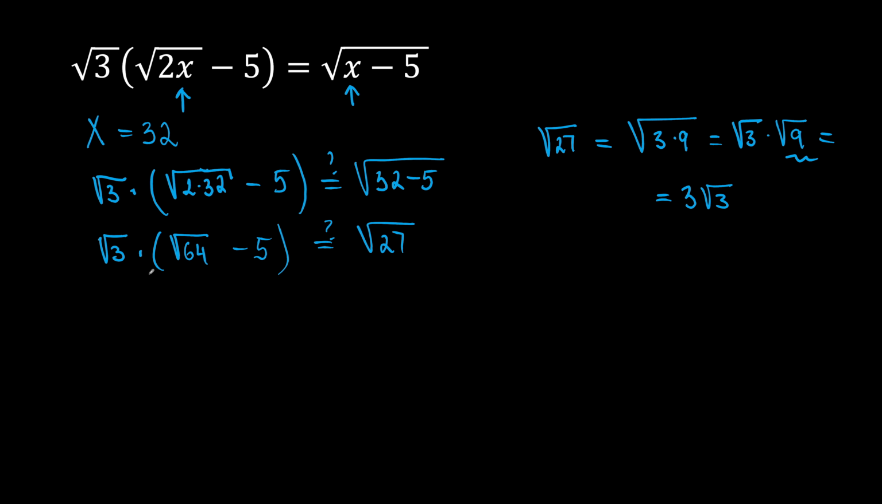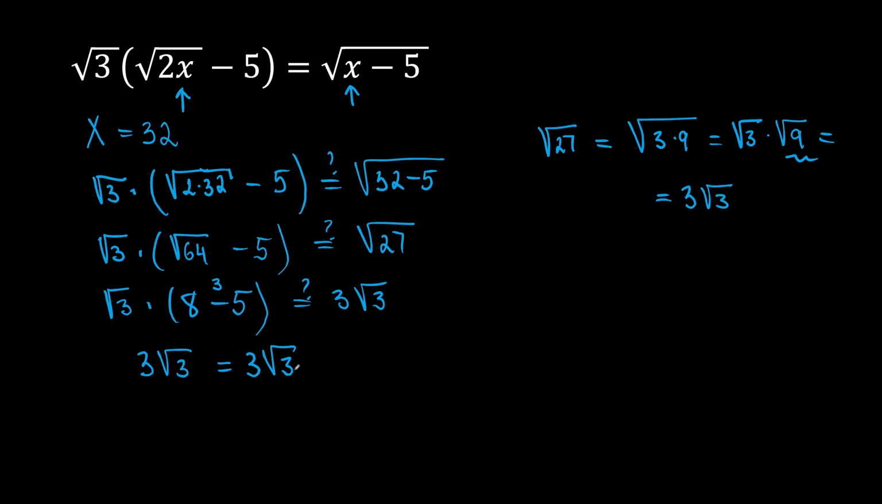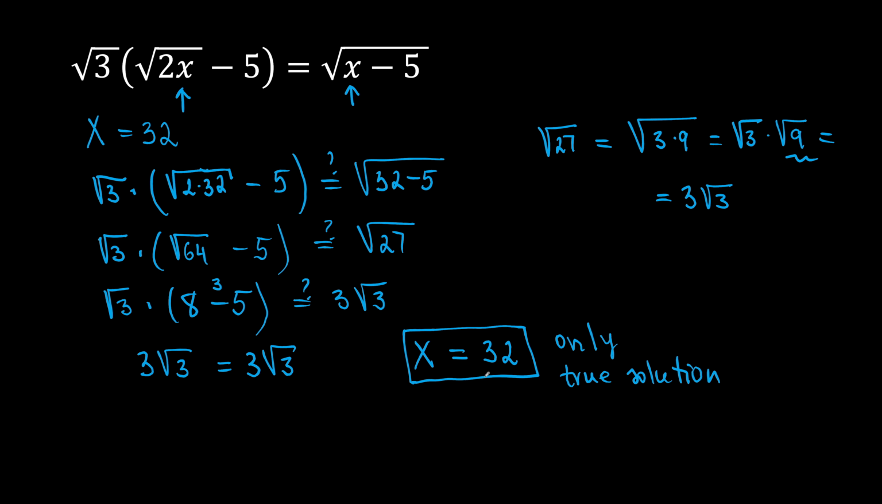So let's look on the left. Square root of 3 times square root of 64 is 8. So we have 8 minus 5. Is it equal to 3 square root of 3? So 8 minus 5 is 3, right? So we have 3 square root of 3 equals 3 square root of 3. So it is true. So our solution x equals 32 checks out. So x is equal to 32 is the only true solution.